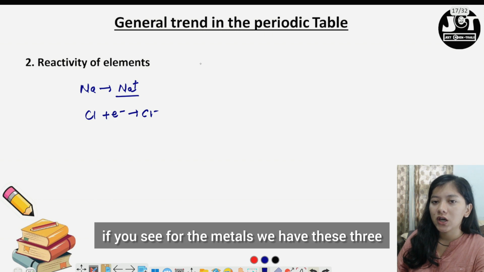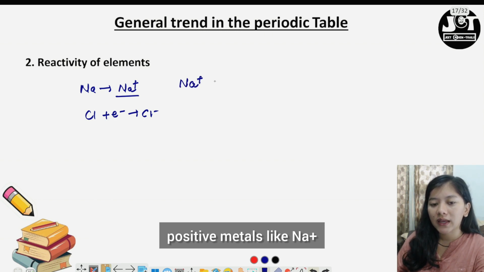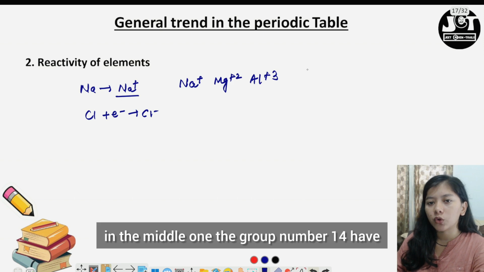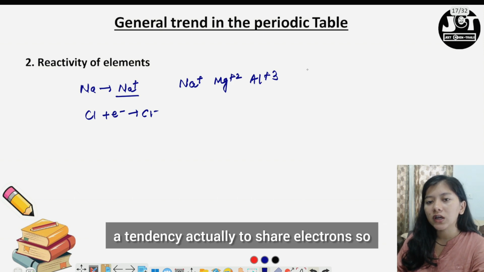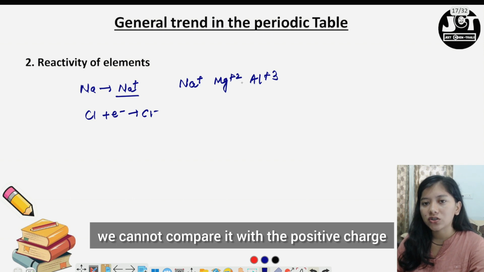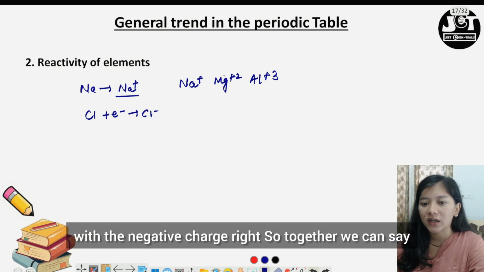If you see the metals, we have these 3 positive ions like Na plus, Mg plus 2 and Al plus 3, right? In the same way, silicon, in the middle one, group number 14, has a tendency actually to share electrons. So we cannot compare it with the positive charge, and we cannot compare the positive charge with the negative charge, right?